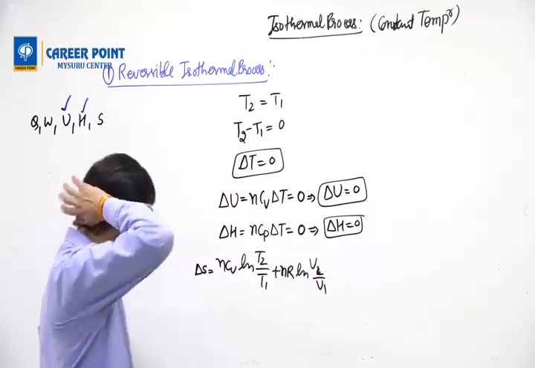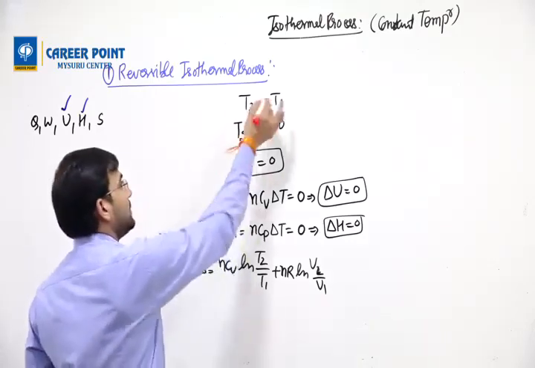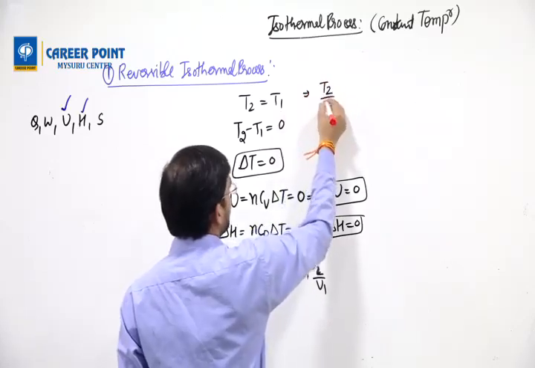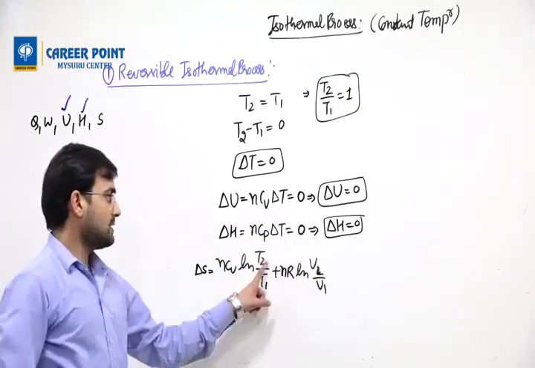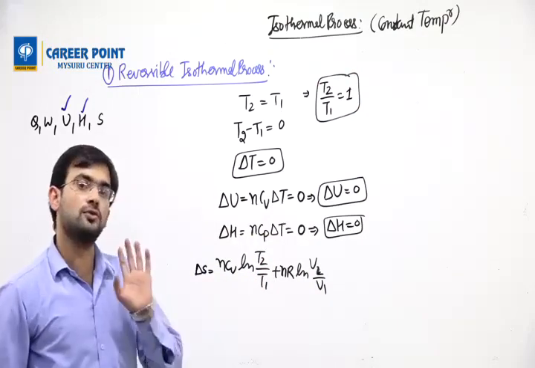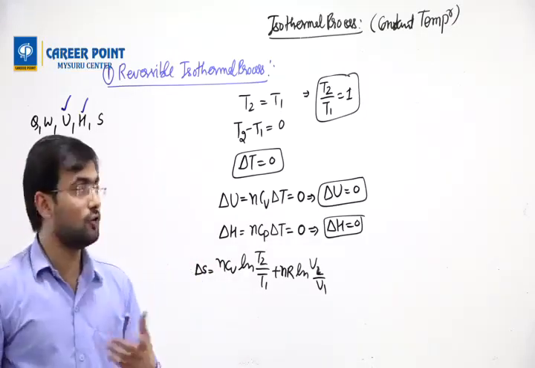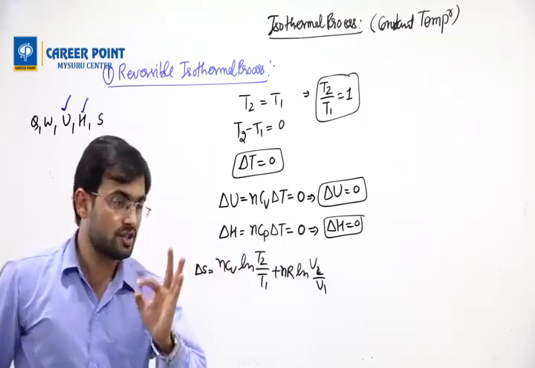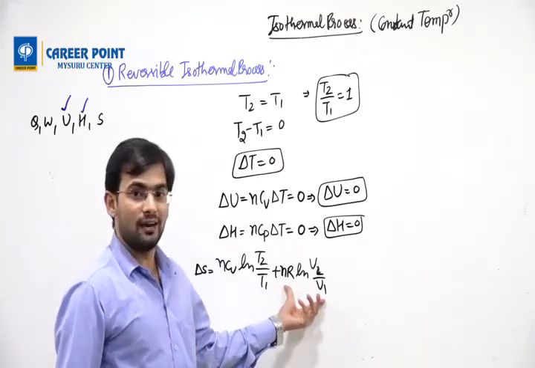If that is the formula, T2 equals T1. It means what? T2 by T1 equals 1. This value becomes 1, and ln 1 could be written as 2.303 log 1. Log 1 is 0. This factor is 0. Now I need to look at the nR ln V2 by V1.